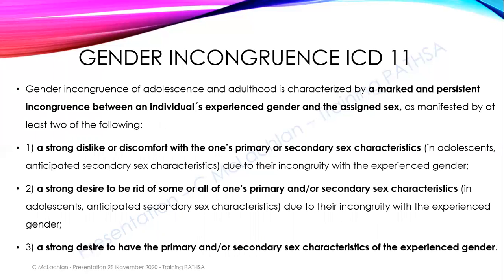And it states the following there. So gender incongruence of adolescence and adulthood is characterized by a marked and persistent incongruence between an individual's experienced gender and their assigned sex, as manifested by at least two of the following. Now, just before we go there, I think it's very important to say that we need to focus here on an individual's experienced gender and the assigned sex.